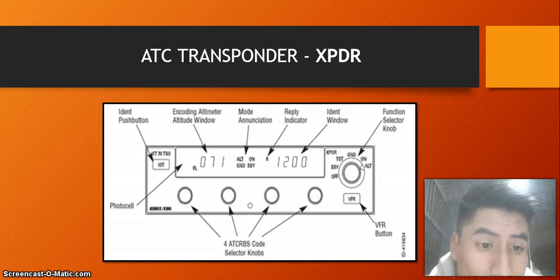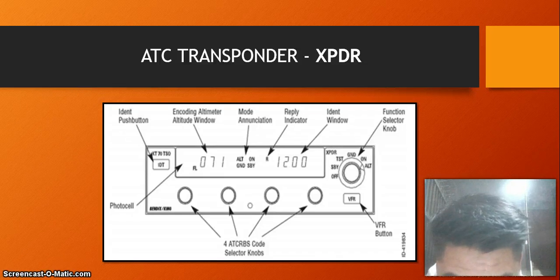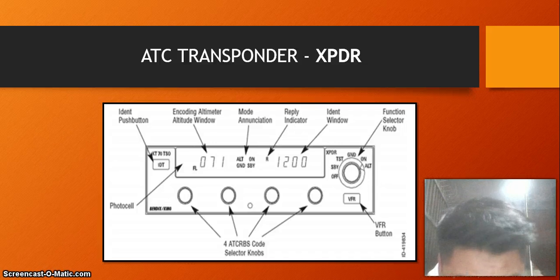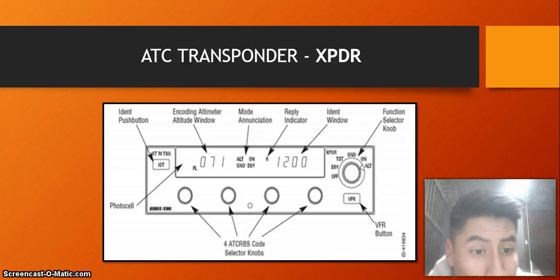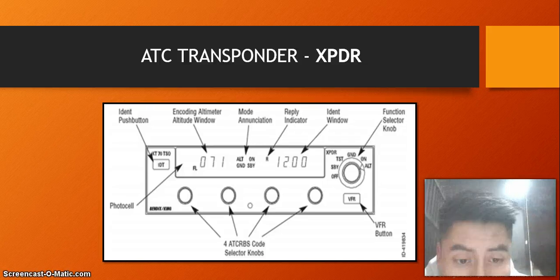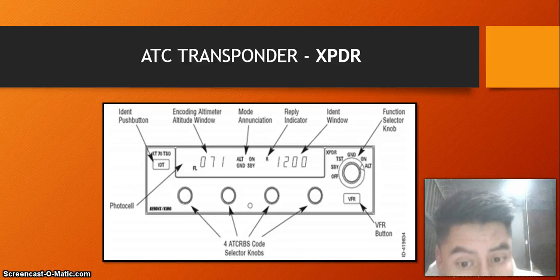Well, the function selector knob. For this model of the XPDR there are 6 functions which can be selected by turning: off, standby, test, ground, on, and alt. In this last one, the alt function outputs the height of the aircraft, displayed on the component as additional information. This function is typical of mode C.